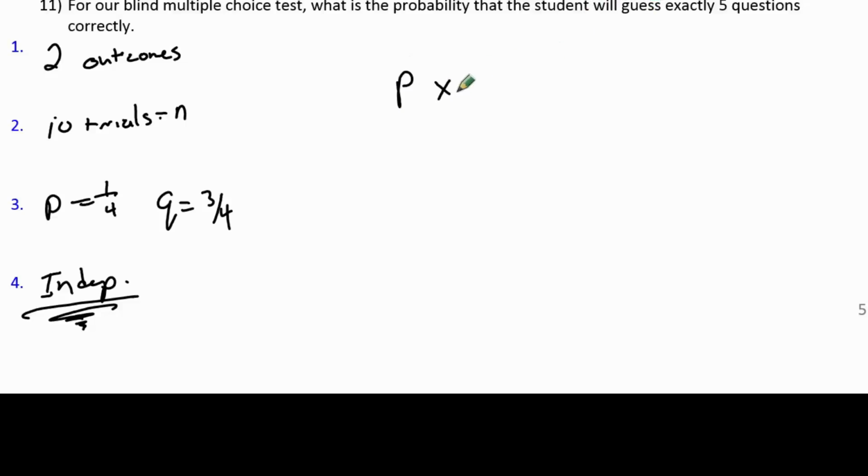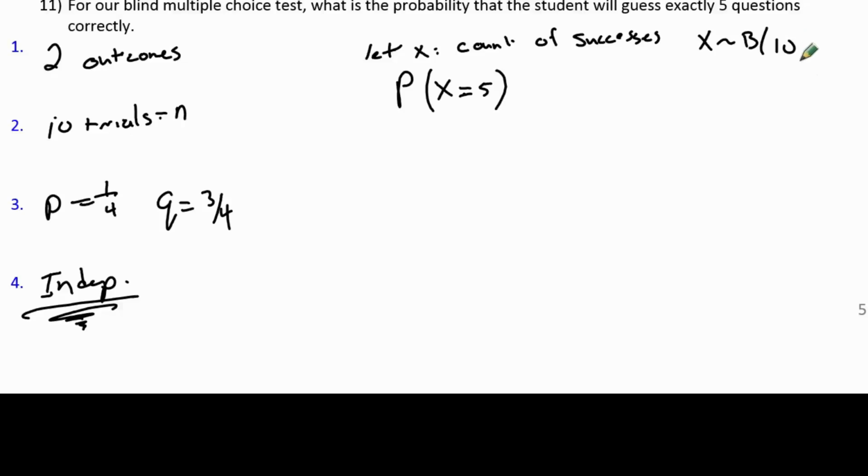What's the probability that x will be 5? Alright, so first thing we have to know is we're going to let x equal the count of successes. And the other thing we have to realize is that x is binomial, and it has how many trials? 10 trials. And our probability of success is a quarter. Now, you can either write it this way, or write it out in words, or you can write down the formula.